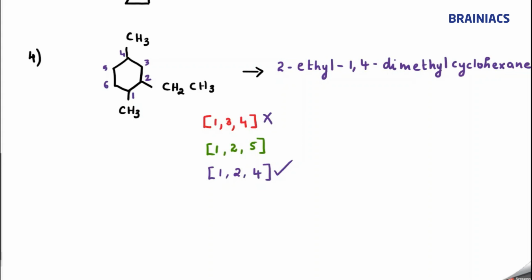I hope you understood. So why have I chosen ethyl instead of methyl first? Because E comes alphabetically before M. Many students will have a doubt like, sir, dimethyl means D will come, right? Please remember di, tri, tetra, all these are not considered for alphabetical comparison. Please remember this point, very, very important. Okay, so I hope this IUPAC naming is clear for you. So we will go to the next one.